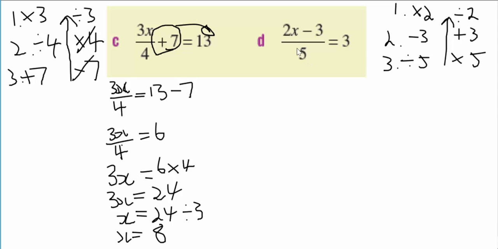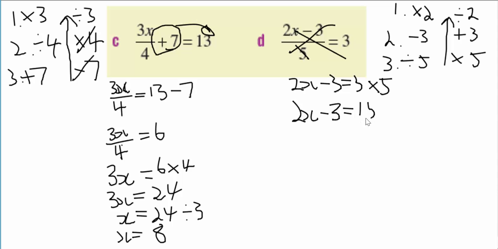So 5 is going to move first, the 5 up to here, so once we move the 5 from this side to this side, we're left with 2x minus 3 equals 3 times 5. Now I'm only looking here, I'm finished with this problem, don't need to look at it because I'm working here now. So 2x minus 3 equals 15.